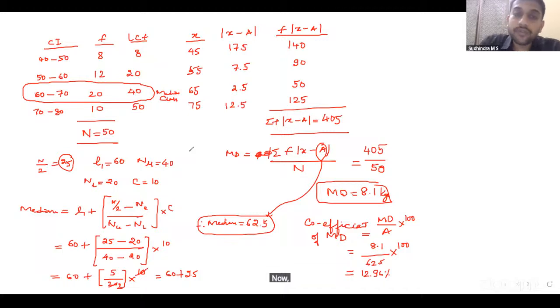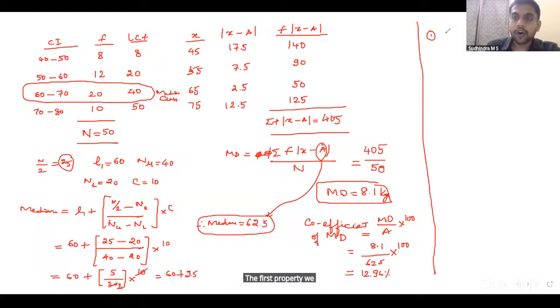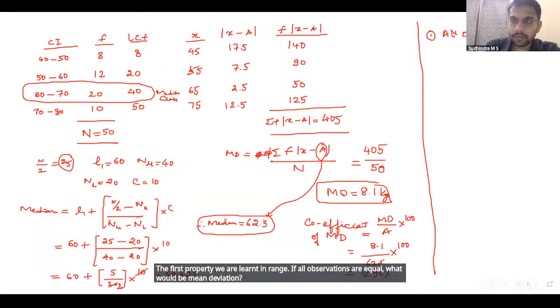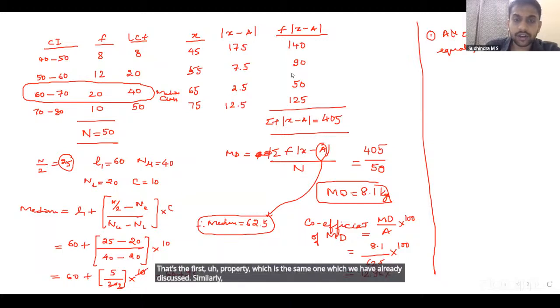Now, before we move further, like range, we'll learn some properties of mean deviation. The first property we had learnt in range: if all observations are equal, what would be mean deviation? 0. If all observations are equal, mean deviation is 0. That's the first property. Similarly, the second one we have also already discussed.